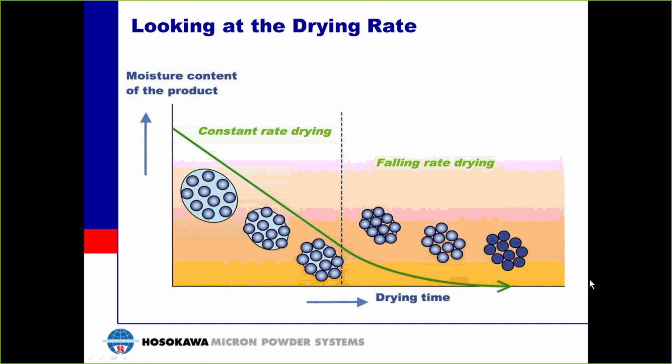So if you look at the drying rate, it can be divided into two sections, constant rate drying and falling rate drying. Constant rate is that easy to get moisture, and falling rate is going to be that hard to get moisture.